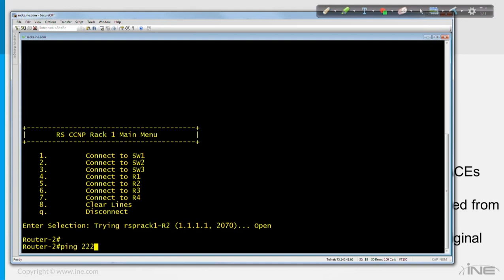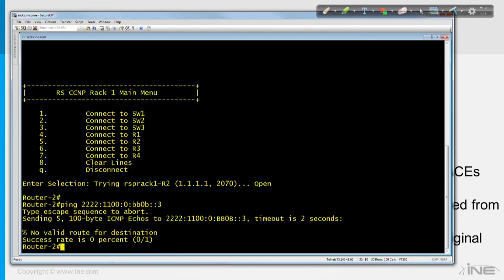Ping 2222.0.1.0.0.0. It said loopback 0. Yes, loopback 0. So that is BB0B:3. Doesn't work. And even tells us a little bit of information about why it didn't work. No valid route for this destination. So that gives us a starting point for our troubleshooting.